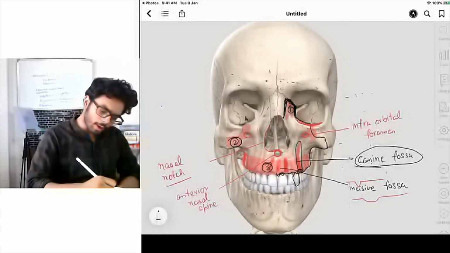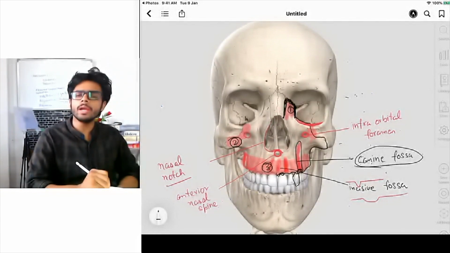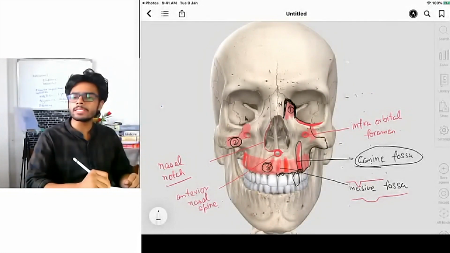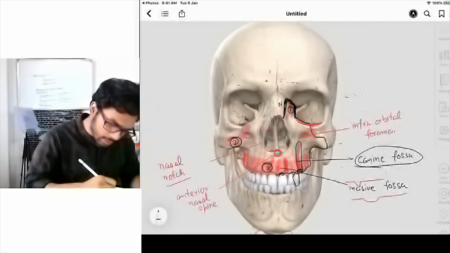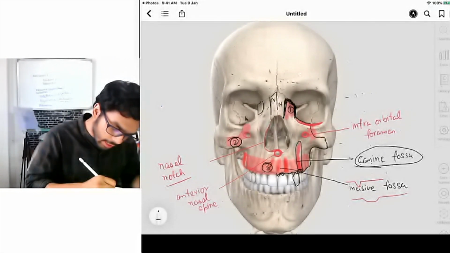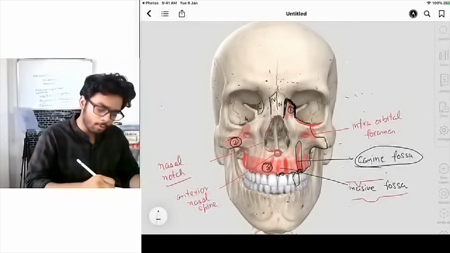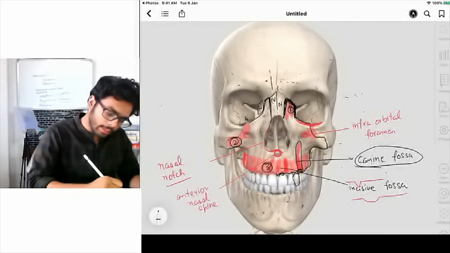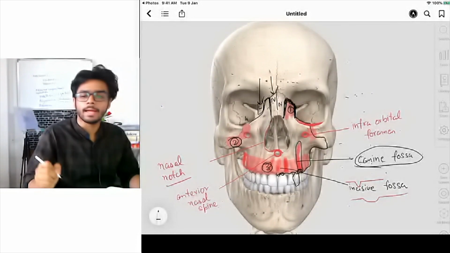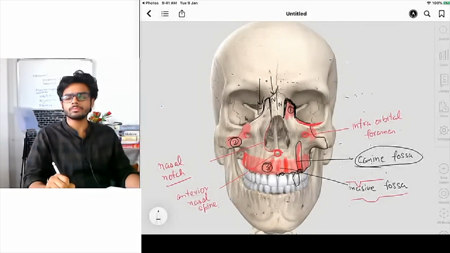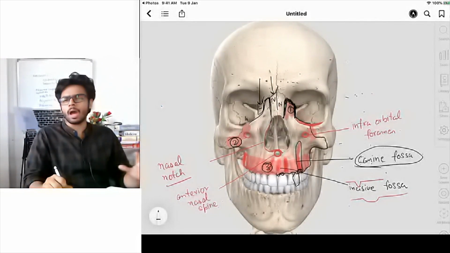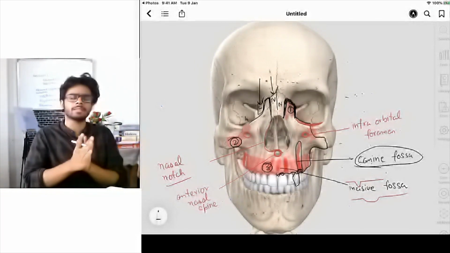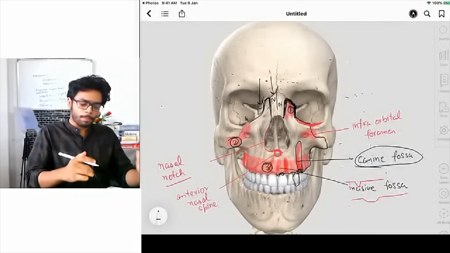This frontal process of maxilla articulates anteriorly with the nasal bone and posteriorly with the lacrimal bone. It joins on the anterior side with this nasal bone and on the posterior side with this lacrimal bone. Am I clear to you? So here we studied the maxilla. We will study it in much more detail, but here we got some idea about the maxilla, which forms the major part of the Norma Frontalis.